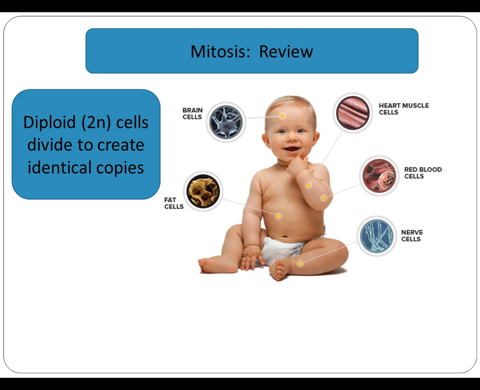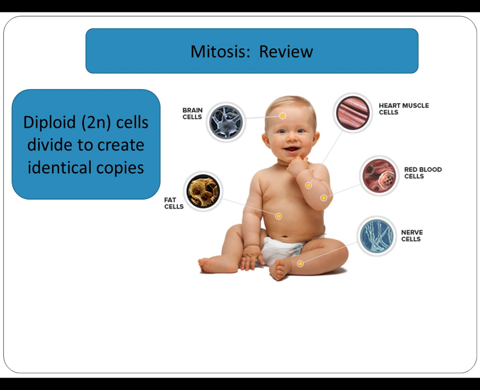So in diploid cells, there's a full set of genetic material, one set of chromosomes from the maternal heritage, and one set of chromosomes from the paternal. So the two represent one chapter in the somatic cell. If I were to take a sample of your skin, how many total chromosomes would you have? Total chromosomes, you would have 46.